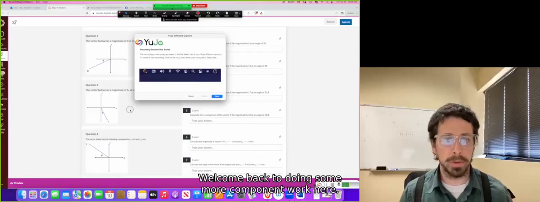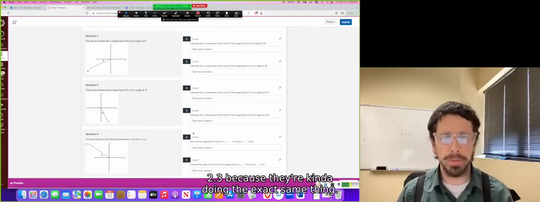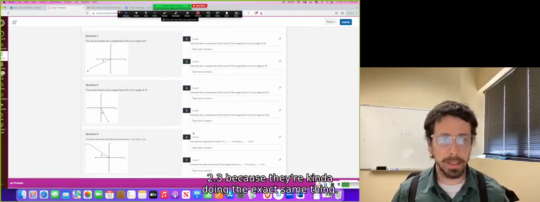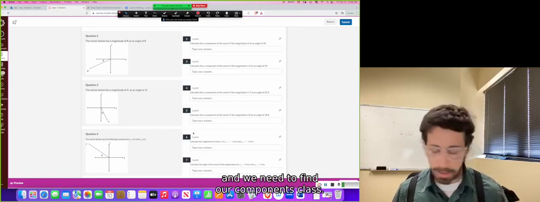Welcome back to doing some more component work here. I'm going to add these two together, questions 2 and 3, because they're kind of doing the exact same thing. You're given a magnitude, you're given an angle, and we need to find our components.